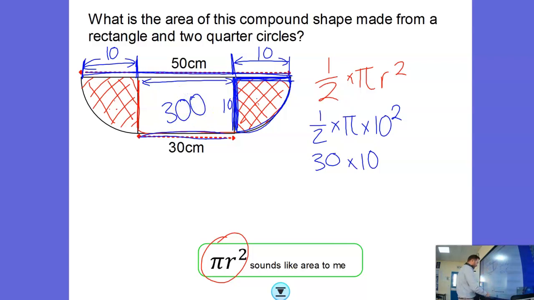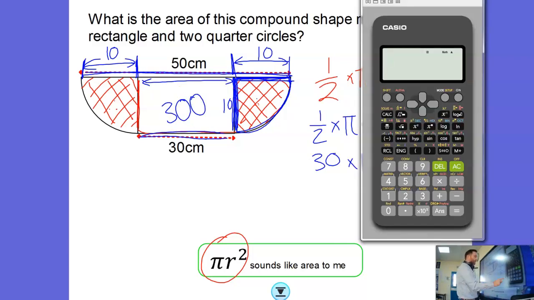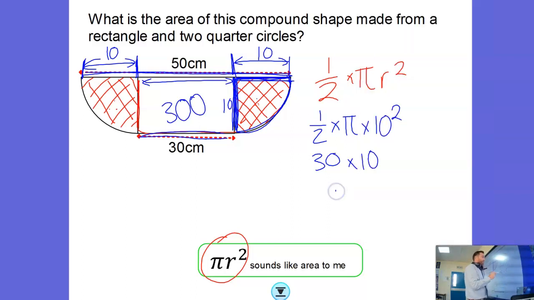So let's type the other bit in the calculator. So we're going to go a half times, go across, times pi times the radius squared. And that gives me 50 pi. So the semicircle, or the two quarter circles, add up to 50 pi. If I wanted that as a decimal, press S to D. I'm not going to do that just yet. I'm going to leave that to the end. So 50 pi.